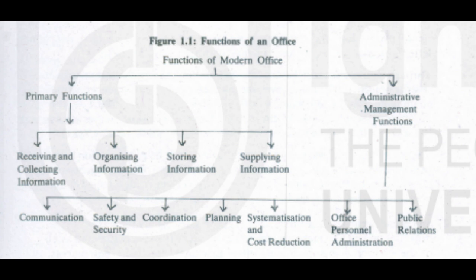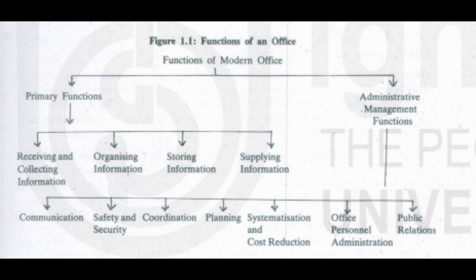1.3 Functions of Modern Office. A modern office performs a variety of functions which may be classified as 1. primary or basic functions and 2. administrative management functions. These are shown in Figure 1.1. Let us discuss them in detail.